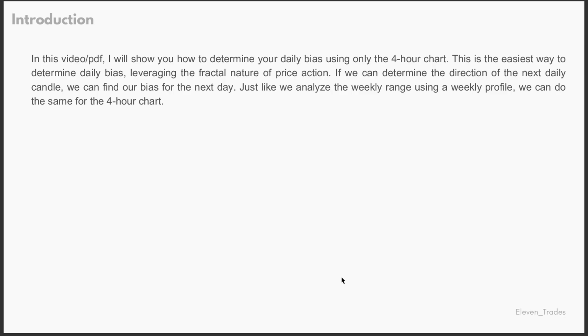If we can determine the direction of the next daily candle using the next day model, the phase of price delivery, the institutional order flow, and the weekly profile, we can do the same for the 4-hour chart because it's for intraday traders. When we are trading the 5-minute or 15-minute chart, all we need is the direction of the next 4-hour candle because it will give us that short-term bias to then align ourselves with that expansion.